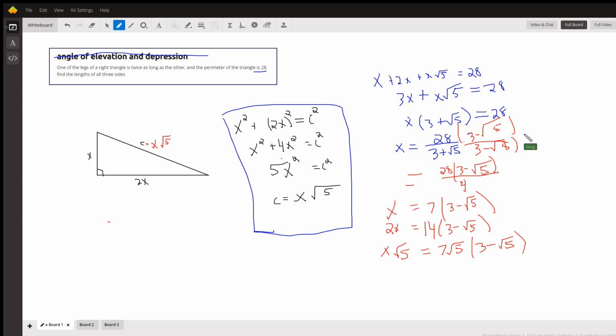Or we can rationalize the denominator by multiplying numerator and denominator by the conjugate. So if we do that, we get 28 times the quantity 3 minus the square root of 5. And this product right here results in a difference of squares. 3 squared minus the square root of 5 squared. 9 minus 5 is 4. 4 goes into 28. There's the value for x right there. So 2x is twice that. And x times the square root of 5 is just introducing a square root of 5 after the 7. So there's your three answers right there.